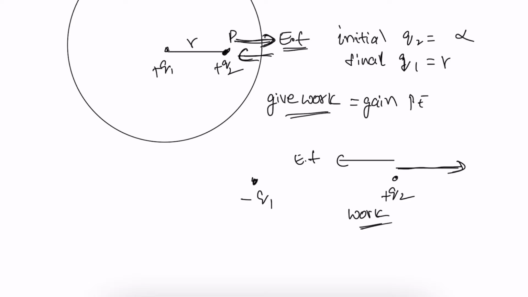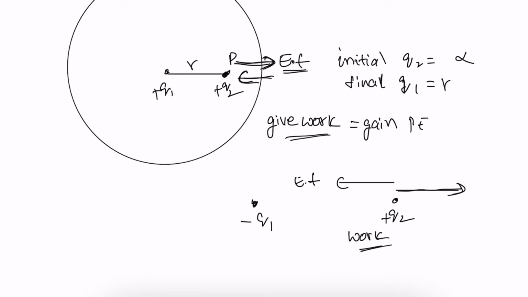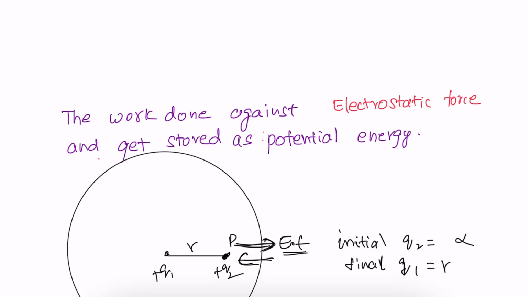So work has to be given to the system here; we have to do the work. So the system additionally gains work, which is energy, and here that energy is potential energy. So what does the work get converted into? Potential energy of the system. So here the work done against electrostatic force gets stored as potential energy.